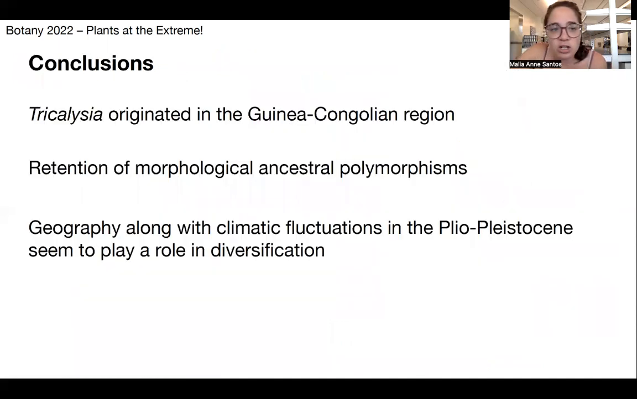So some of our conclusions are that Trichlycia originated in that Guinea-Congolian region, and that we see a retention of morphological ancestral polymorphisms, which is basically just saying we didn't see a lot of monophyly in those morphological traits. And the geography, along with climatic fluctuations in the Pliocene, seem to play a role in diversification.